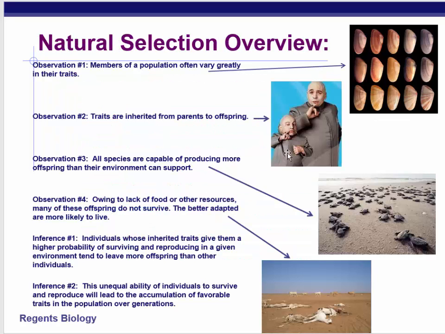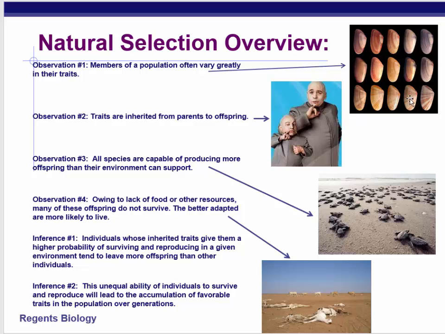So, now let's take a look at the natural selection overview. This is where you get the answers for number 9 on the sheet. Number 1, observation that Darwin made about natural selection. Members of a population often vary greatly in their traits.